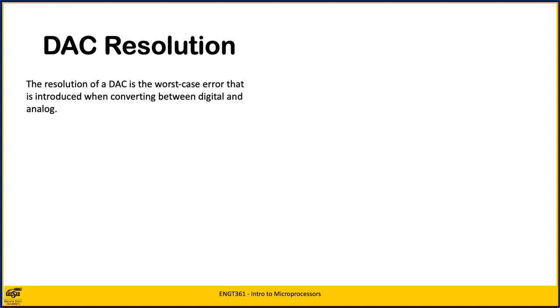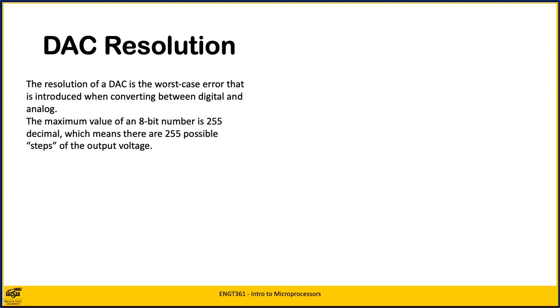An important consideration of digital to analog conversion is resolution. The resolution of a DAC is the worst case error that is introduced when converting between digital and analog. This error occurs because digital words can only represent discrete values, as indicated by the stair-step diagram previously shown. For example, the maximum value of an 8-bit number is 255 decimal, which means there are 255 possible steps of the output voltage. The difference between steps is the value of the least significant bit.